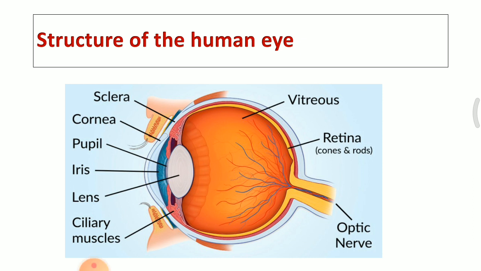Look at this image. This is the structure of the human eye. It contains many parts: sclera, cornea, iris, pupil, lens, ciliary muscles, vitreous humor, retina. The retina contains cones and rods. Then optic nerve. Now I am going to discuss the function of each part.